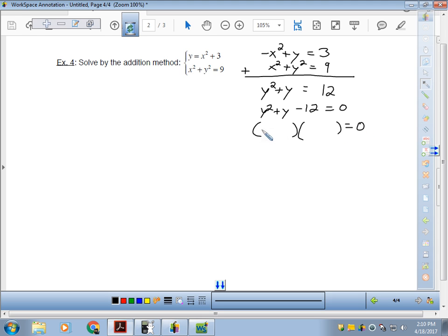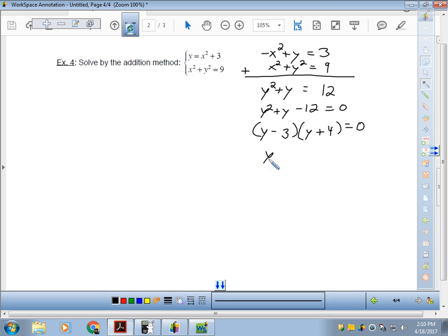To make y squared, I need y times y. To make 12, I could either do 1 times 12, or 3 times 4, or 2 times 6. Looking at the number in the middle, the best choice is going to be 3 times 4. And so that way, since it makes a positive 1, the 4 would be a positive, and the 3 would be a negative.